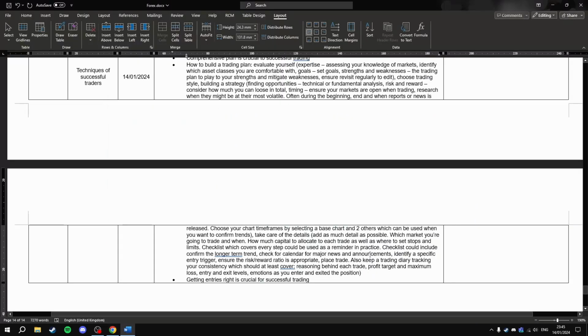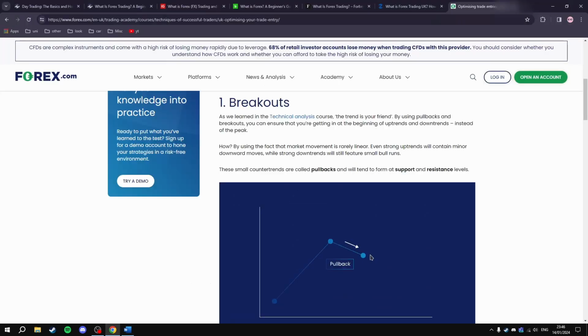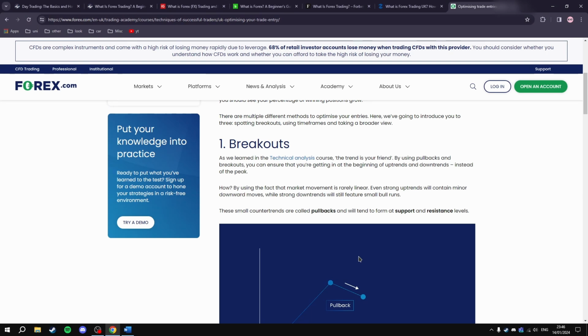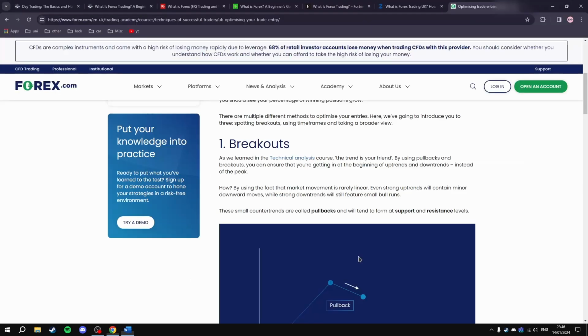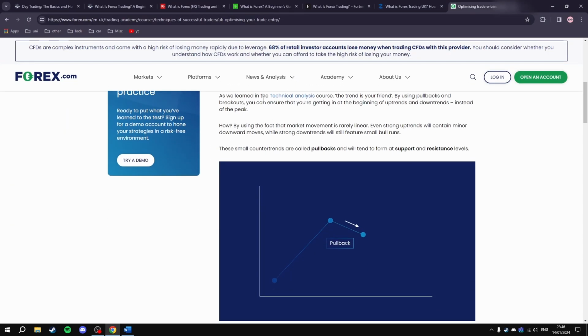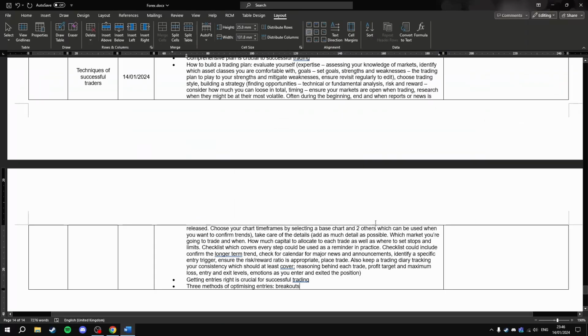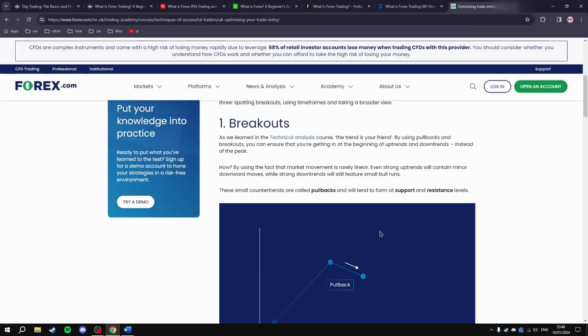Breakouts. 3 methods of optimizing entries. Breakouts. As we learned in the technical analysis course, the trend is your friend. By using pullbacks and breakouts, you can ensure that you're getting in at the beginning of uptrends and downtrends instead of the peak.